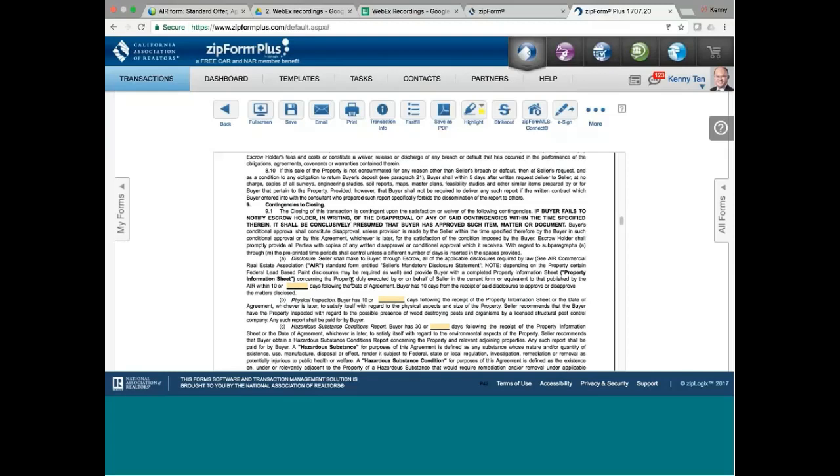This is called the property information sheet. Property information sheet in AIR form is very similar to SPQ. If you know what SPQ is in CAR form, property information sheet is AIR form's equivalent to SPQ in CAR form. Okay? That's why you need to attend my seminar. That way you know what SPQ is.